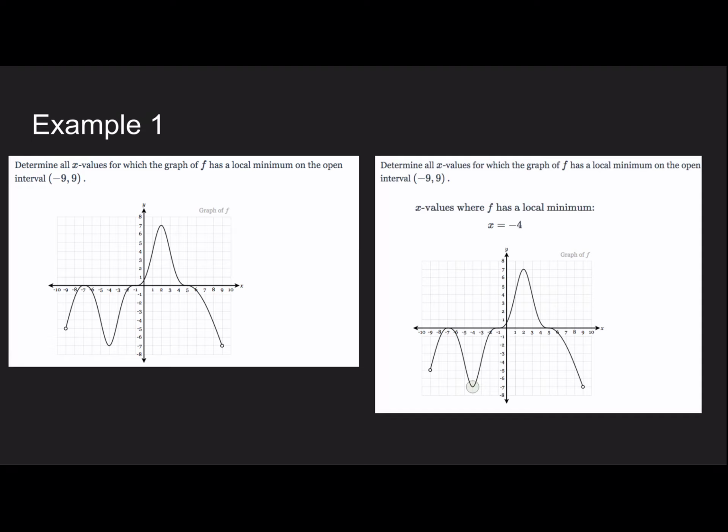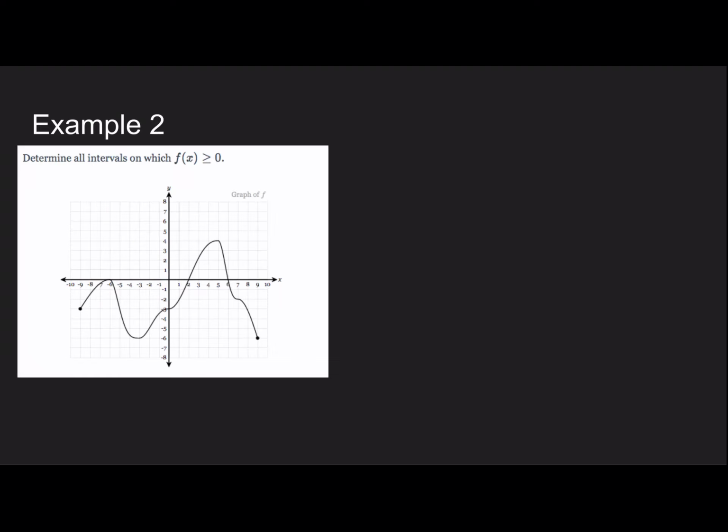If we bring up a partial answer key, we can see that the only valley that we see in the graph of f is down there in the lower third quadrant. It's highlighted in that circle. To present the correct answer, we are looking for the x value of the minimum. In this case, f has a local minimum when x is -4, which would be the correct answer.